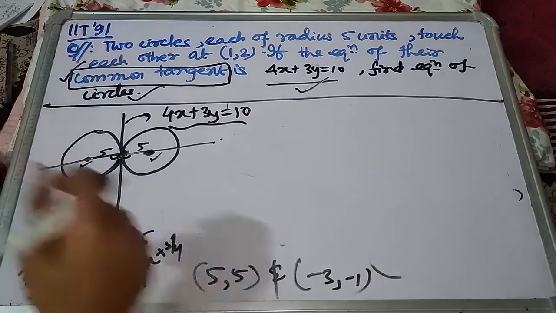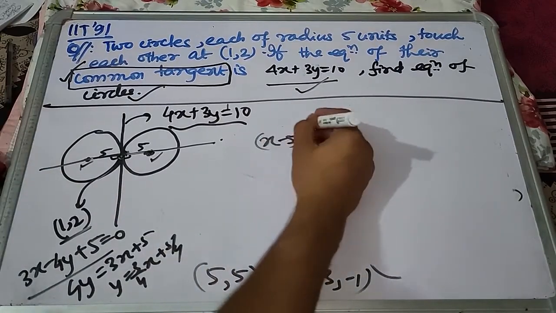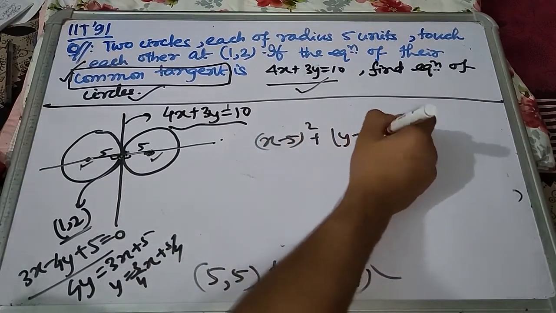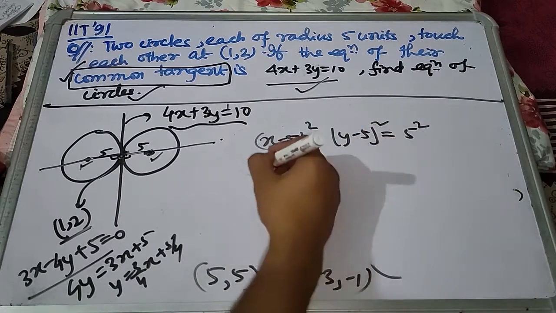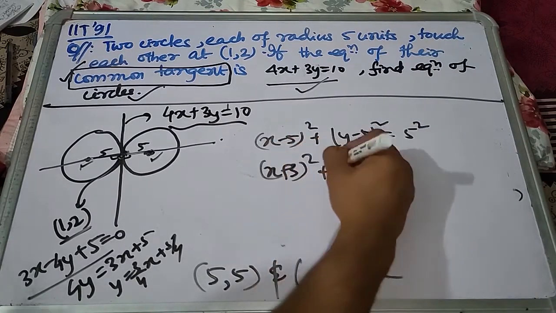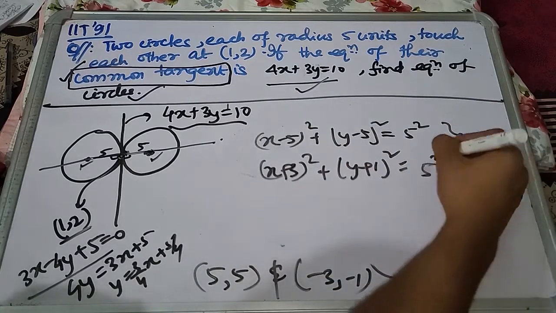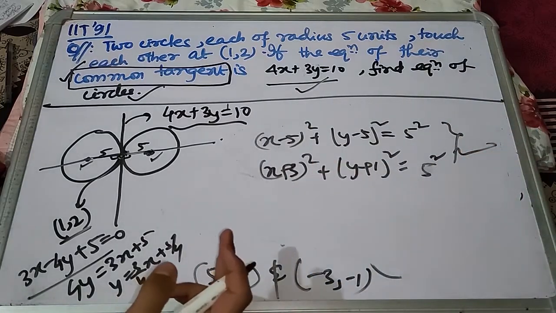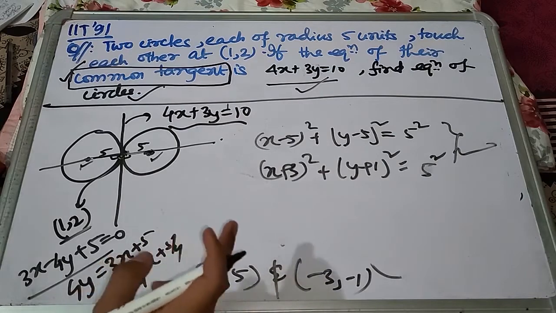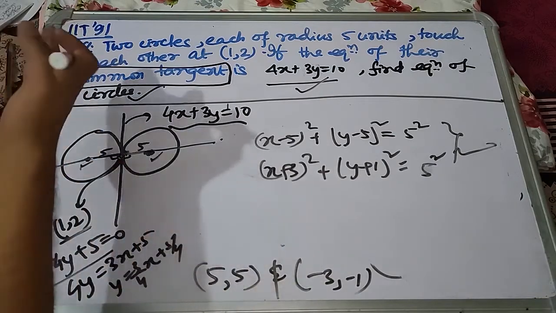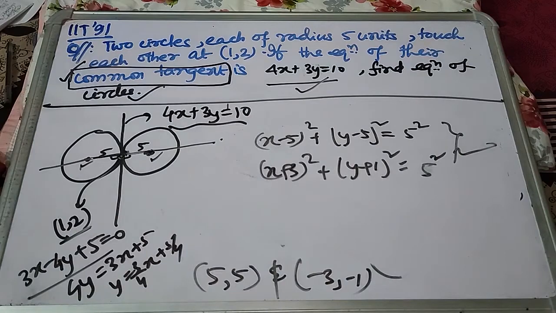So we already have the radius and the center. So one equation is (x minus 5) whole square plus (y minus 5) whole square equals 5 square. The other one is (x plus 3) whole square plus (y plus 1) whole square equals 5 square. These two are the required equations of the circles. So you see how useful the knowledge of straight lines was over here. This is a question of IIT JEE. You can understand the importance yourself. Let's move ahead.